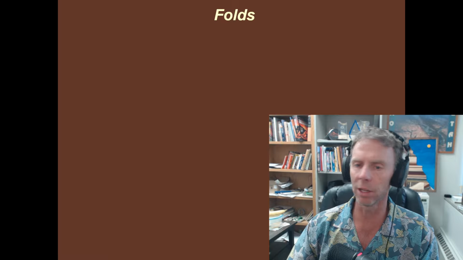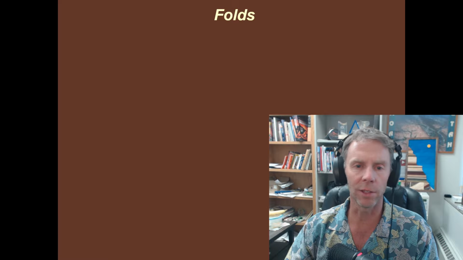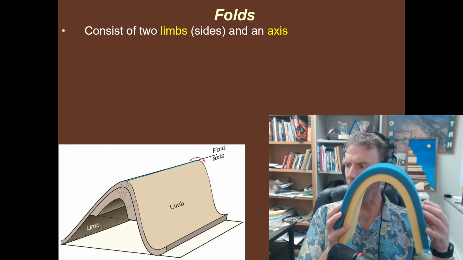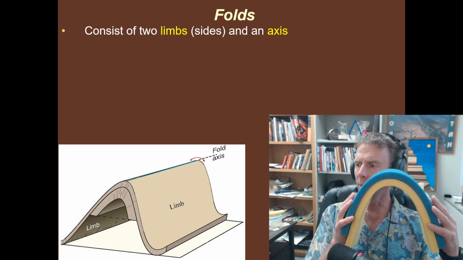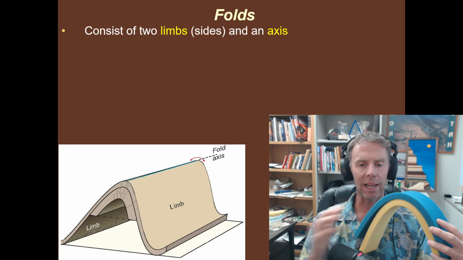And I've got myself kind of big on the screen here because I'm going to use a couple of props here to get us going, and then I'll shrink myself down a bit. So let's remember that folds consist of two limbs and an axis. So if I take my fold here, you can see there's two limbs, the sides of the fold. That's where my hands rest. And then up here at the tippy top, this is the axis. This is where the fold changes direction. So we can have geometries such as this that help us describe folds, limbs and axes.